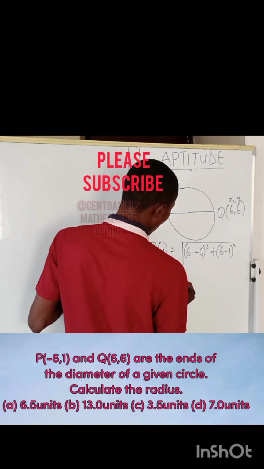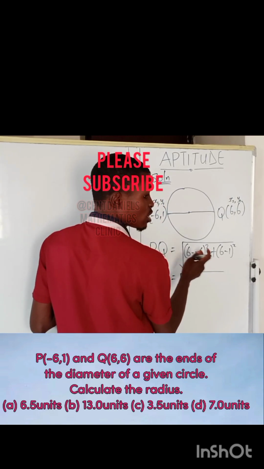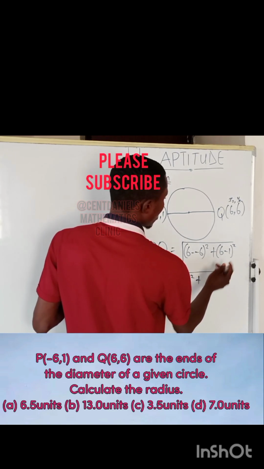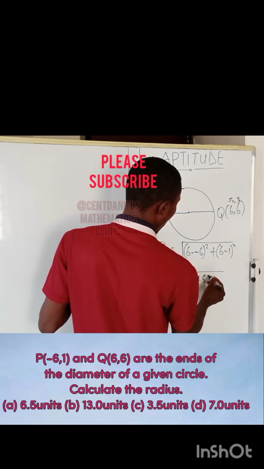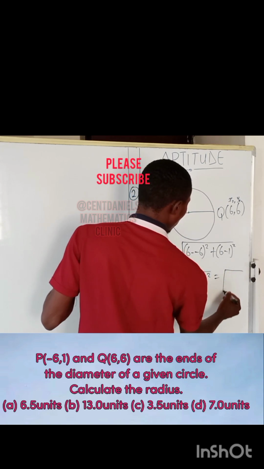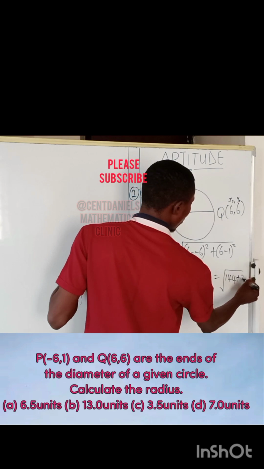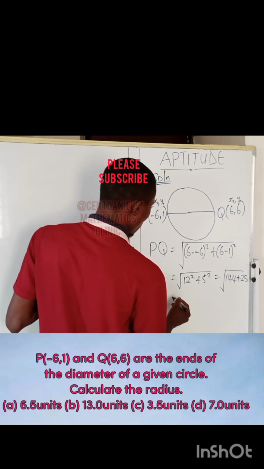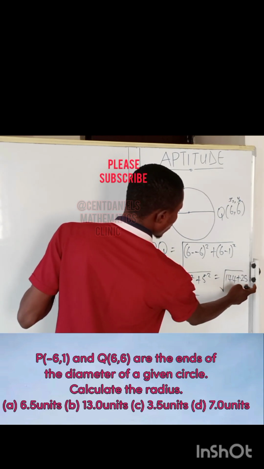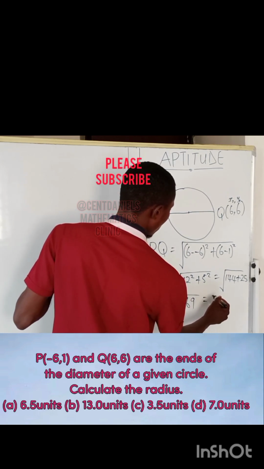Okay? So we evaluate this now. We're going to have the square root of 6 minus minus 6, which is the same as 6 plus 6, which gives us 12 squared, plus 6 minus 1, which is 5, squared. Let me clean this line. So this is going to give us the square root of 12 squared, which is 144, plus 5 squared, which is 25. So our PQ is the square root of this plus this, you have 169.